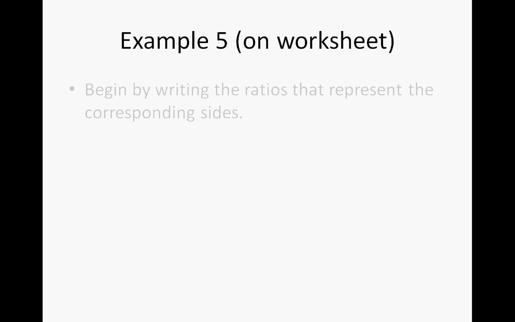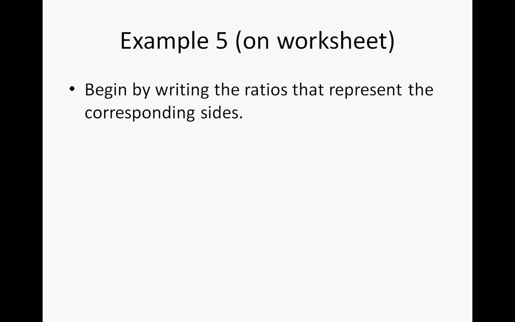All right, example 5. Begin by writing the ratios that represent the corresponding sides. That means you would set this up possibly as x minus 2 over 9 1/2 is equal to x plus 2 over 12.